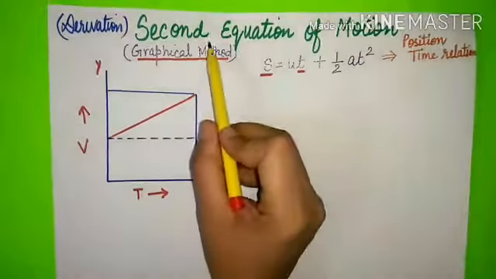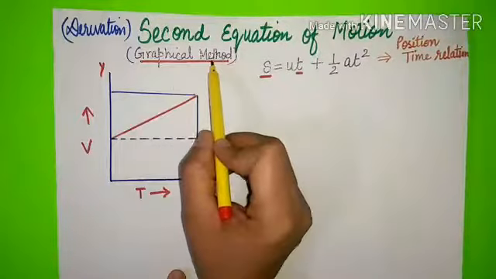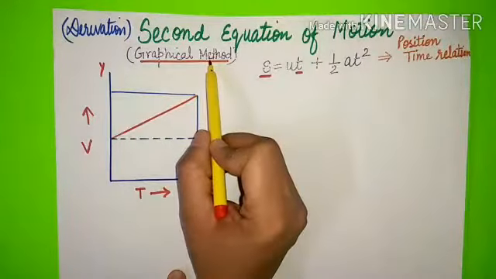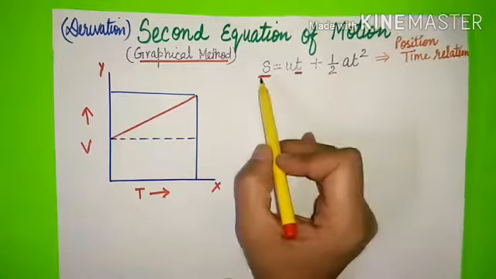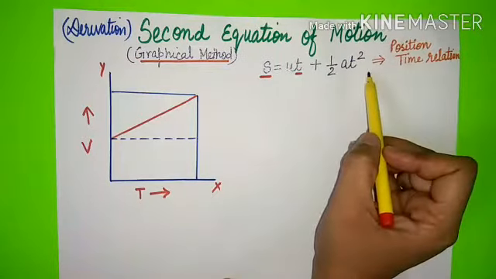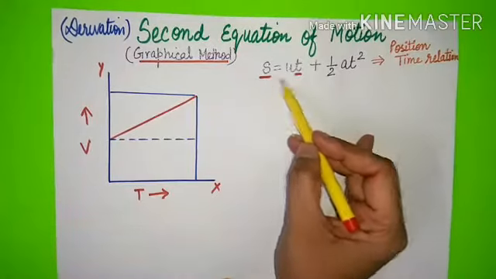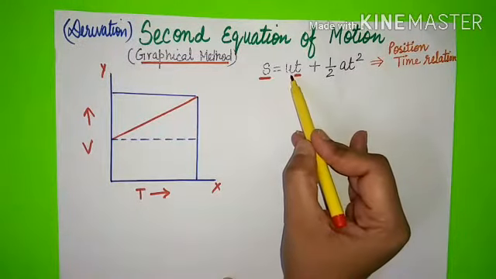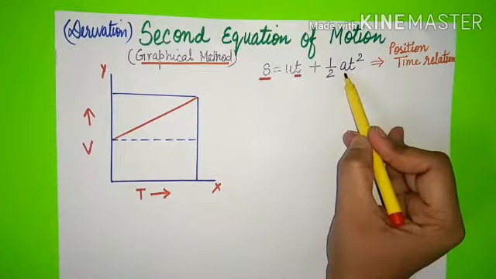We are going to derive the second equation of motion with the help of the graphical method. This is the equation of motion that we are going to derive: S is equal to ut plus half at square. In this equation of motion, S is displacement, u is initial velocity, t is time, and a is acceleration.